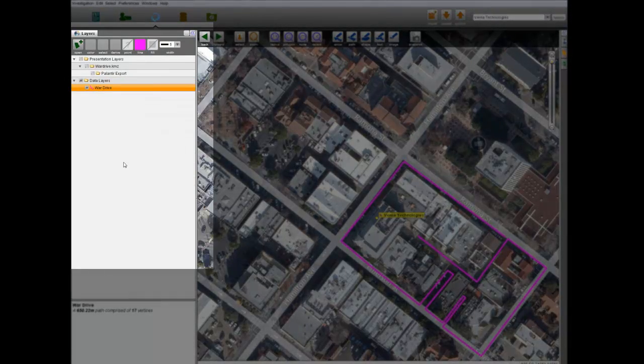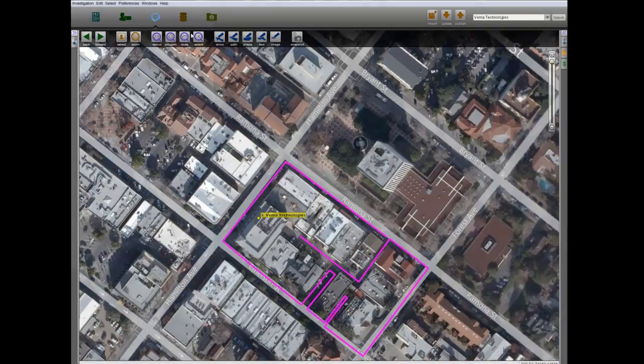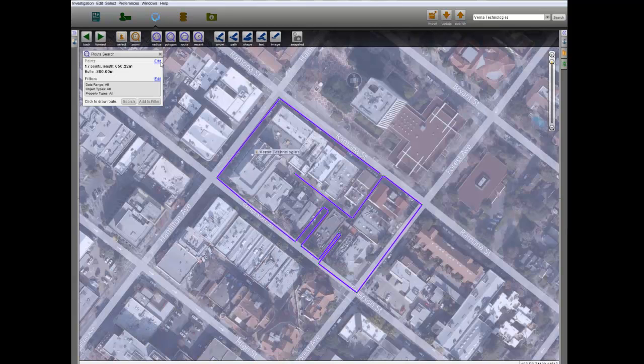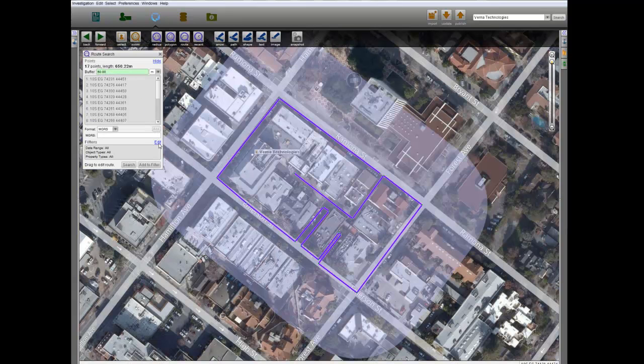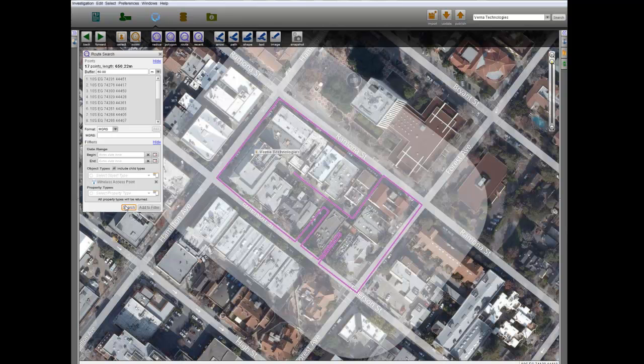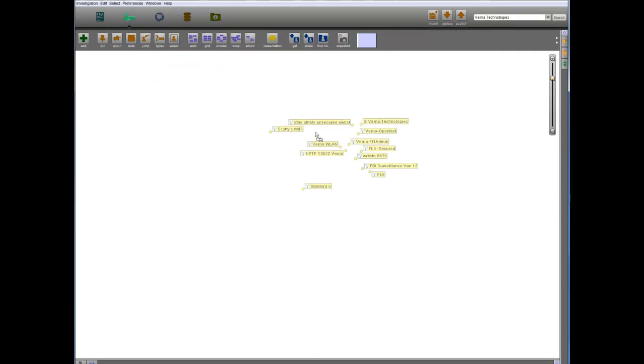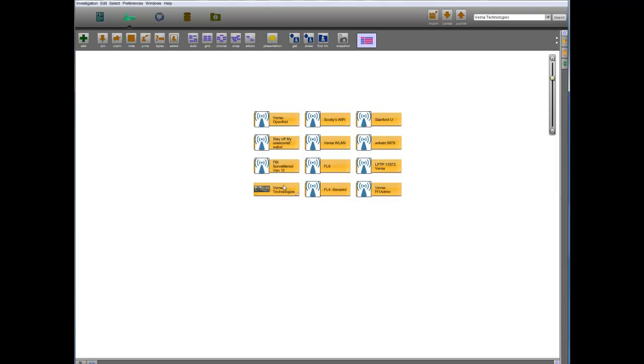Utilizing the layers helper and enabling the war drive data layer will provide a visual of the path driven around Verna Technologies. To identify those wireless access points that may be vulnerable, the first step is to conduct a route search for such wireless access points in the vicinity of the target. To dig deeper into the results affiliated with Verna Technologies, an analyst can use the graph application for further analysis.